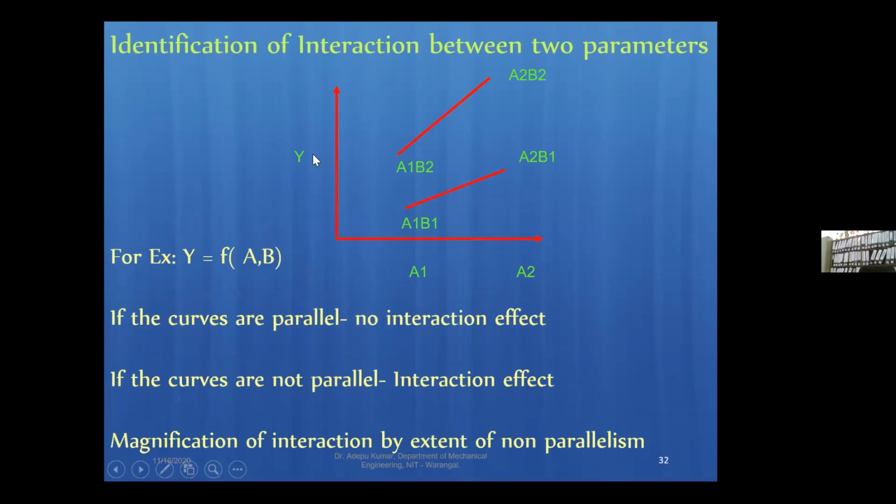So Y is the hardness and A is the percentage of copper content. If I know the A1 B1 hardness value at the particular point here, then A2 B1 is here. Just draw the line. Yeah. A1 B1 hardness average value and A2 B1 hardness average value. Similarly, A1 B2 average and A2 B2 average. So once you join these data points with the respective line, then you can observe this.